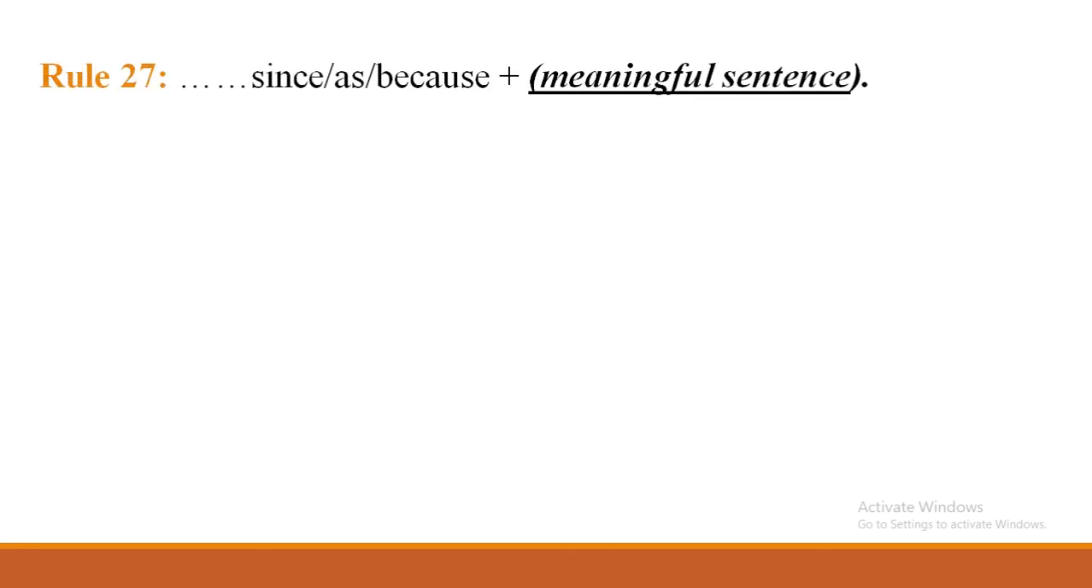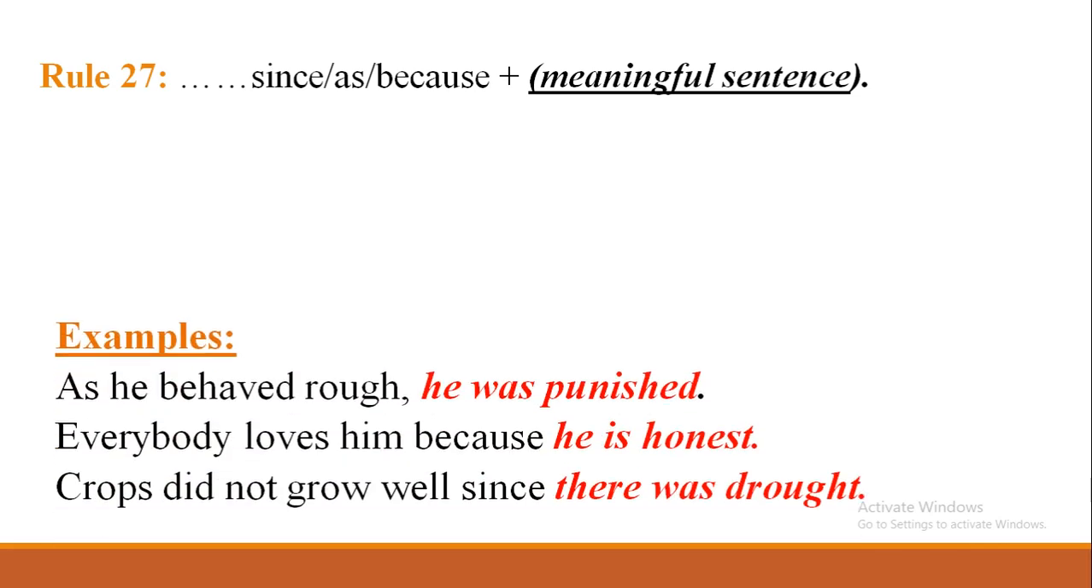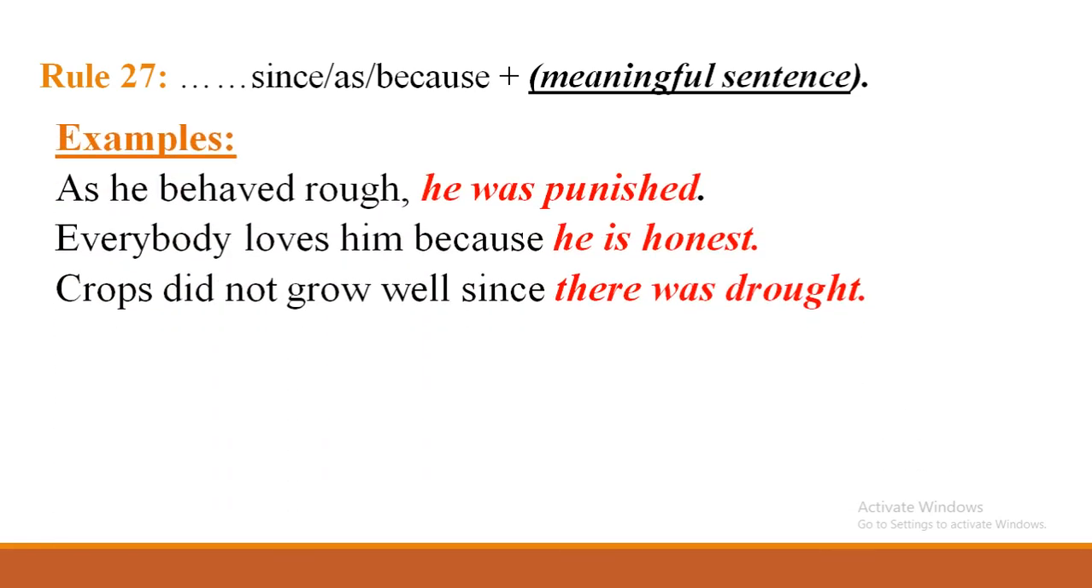27. Since, as, because plus a meaningful sentence. As he behaved rough, he was punished. And since, as, when you get your simple, complex and compound also, as you are students of class 10, you know this, but those who are in class 9 have to know this. And when you complete simple, complex and compound, it will also be easy for you.